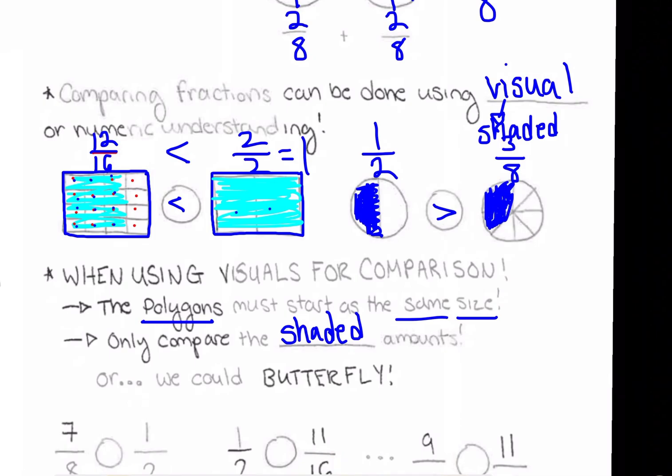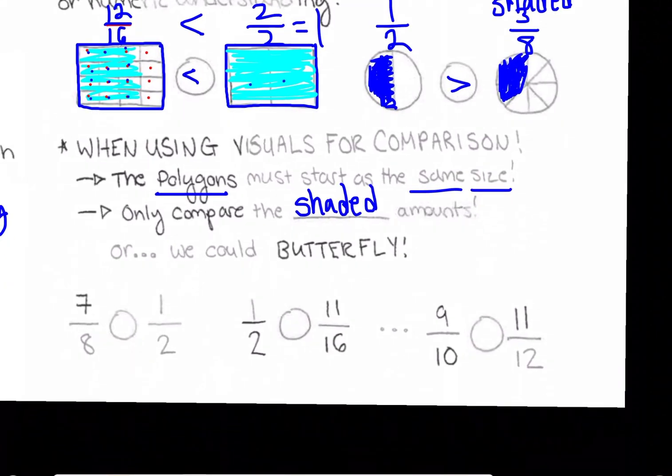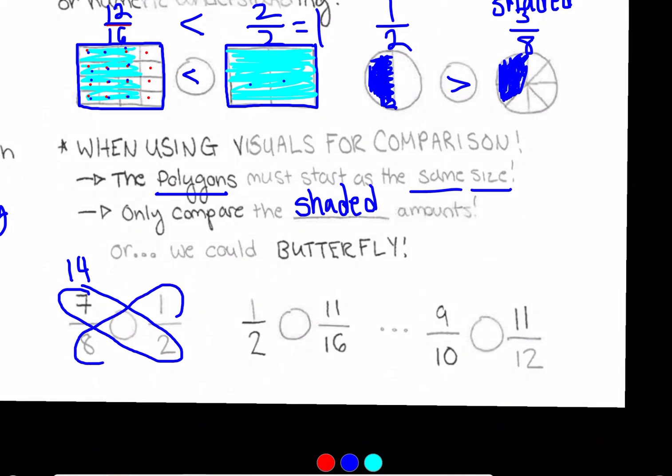Or what we could use is called the butterfly. Now what you're actually doing with the butterfly is finding a common denominator, but that's more of a 5th grade kind of thing. And what you can do is circle a numerator and the opposite denominator and multiply. 7 times 2 is 14. Multiply the other numerator and opposite denominator. 8 times 1 is 8. And you just see which is bigger. Which is bigger? 14 or 8? 14. Goes that way.